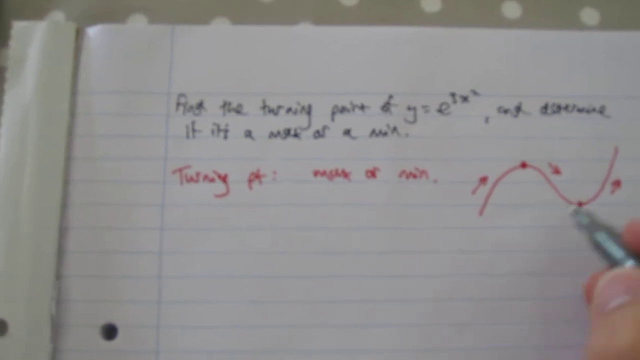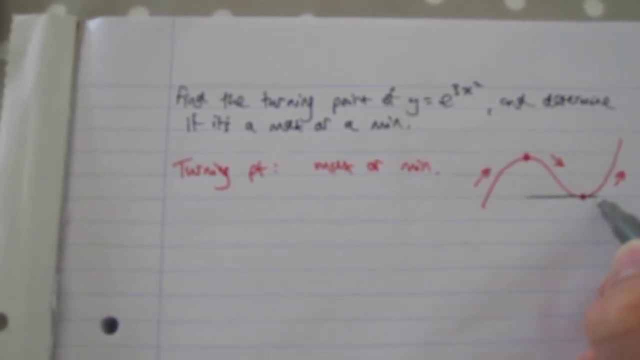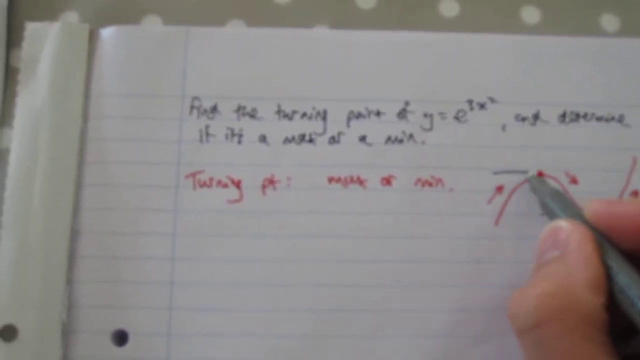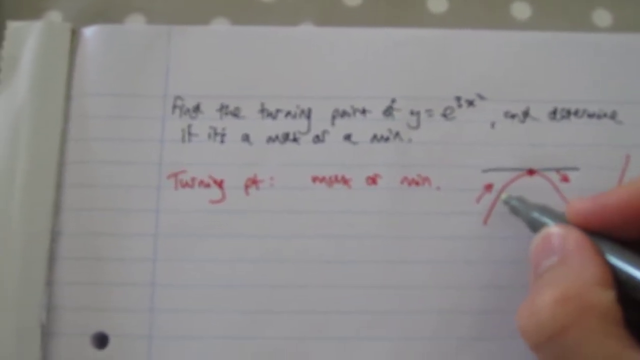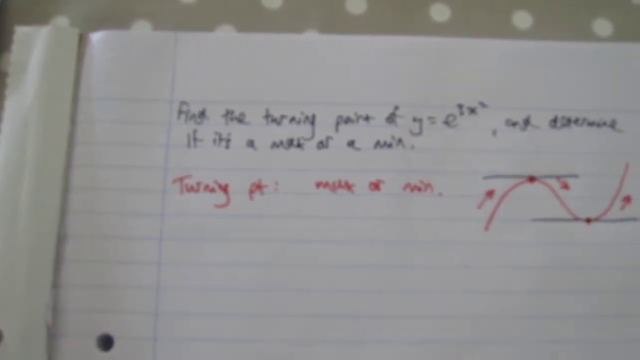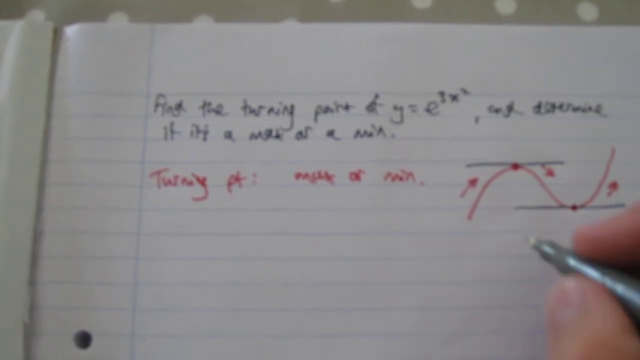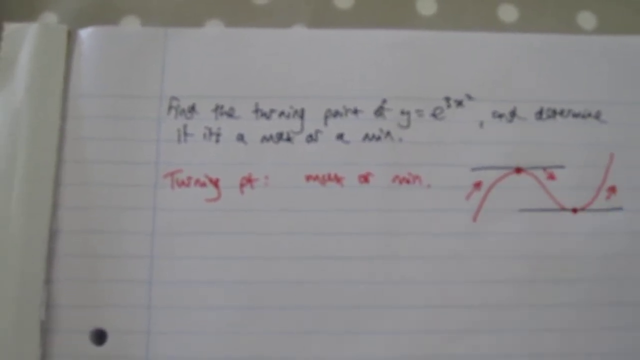And we mentioned that the special thing about a turning point is that if you look at the tangent at the turning point, the tangent is horizontal. At these points the tangent is going up, at these points the tangent is coming down. At the turning point the tangent is horizontal. And we know that the slope of the tangent is dy dx. So at the turning point dy dx is equal to 0.